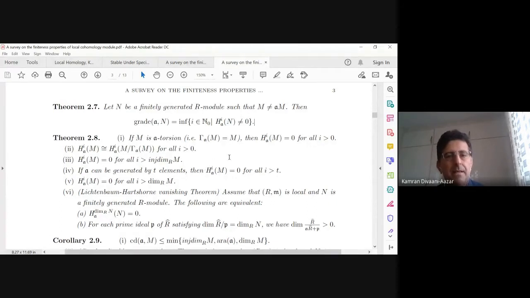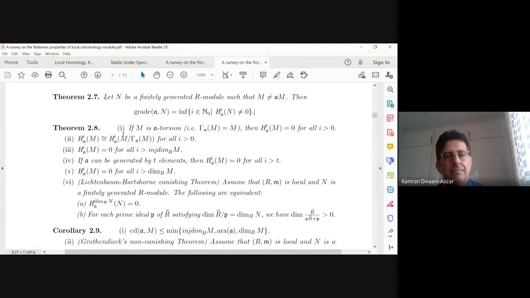The next theorem: if M is A-torsion, by A-torsion we mean that Gamma A of M is M, then H^i of M is zero for all i positive. So for A-torsion modules, we don't have positive local cohomology modules.